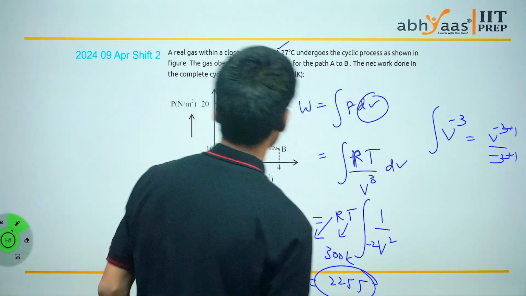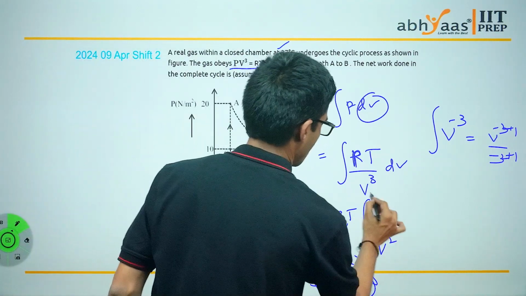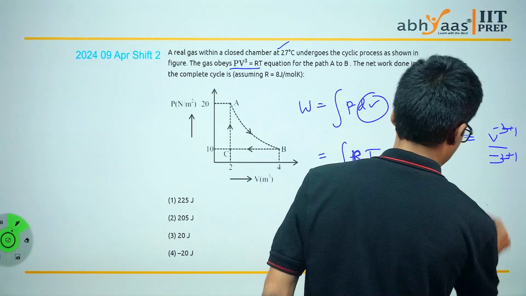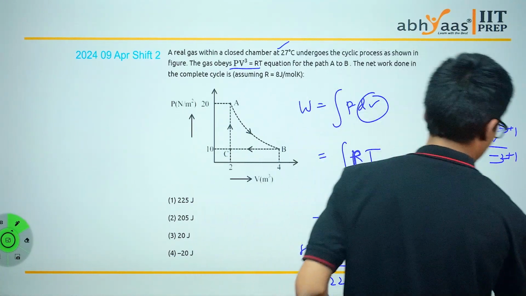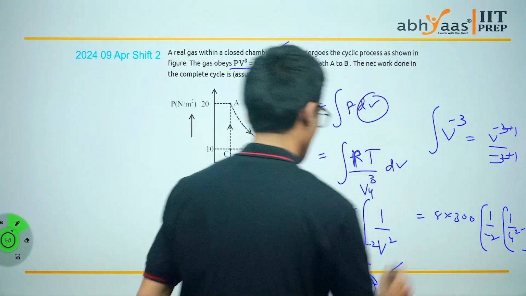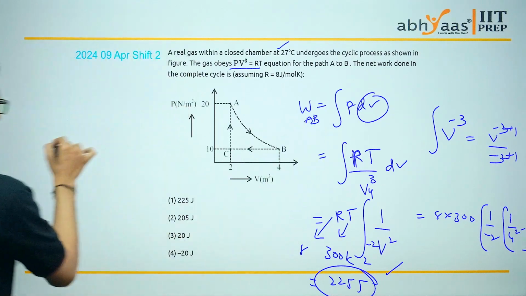Here the volume is from A to B, that is 2 to 4, so you just substitute. That means 8 into 300 into 1 by minus 2, into 1 by 4 square minus 1 by 2 square. You just calculate and you will get 225 joules. That is the work for AB.